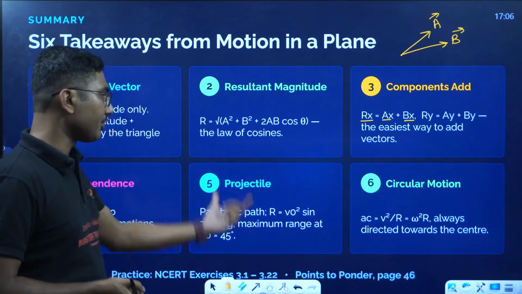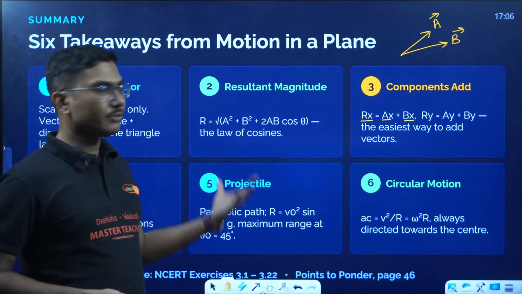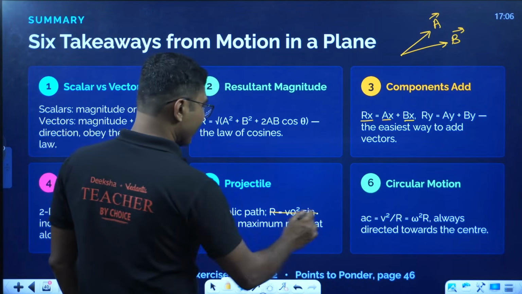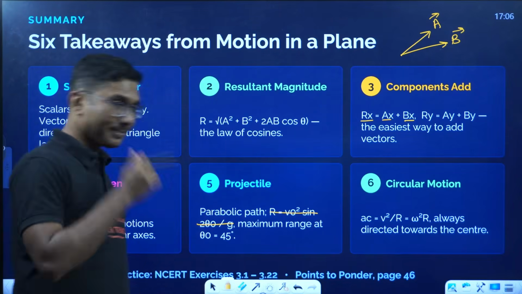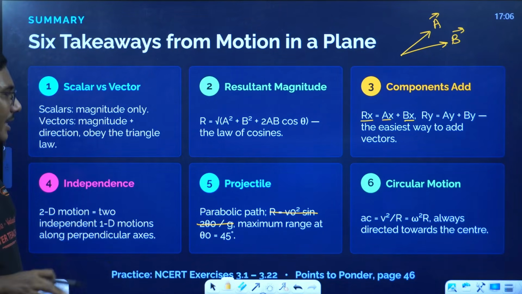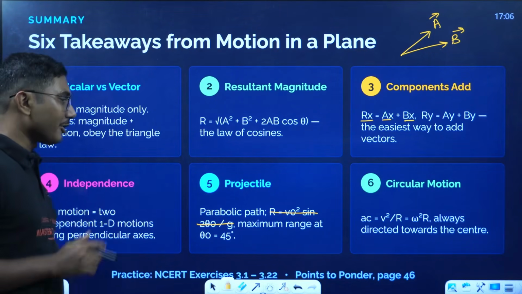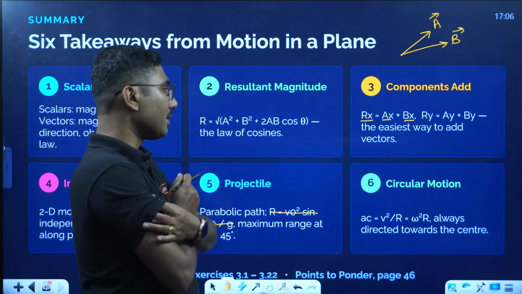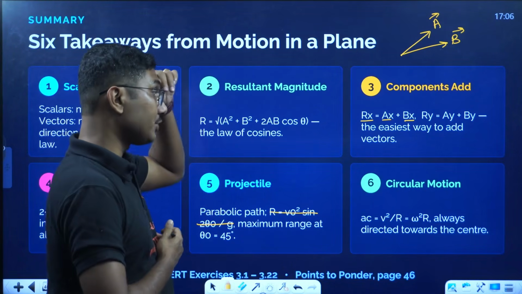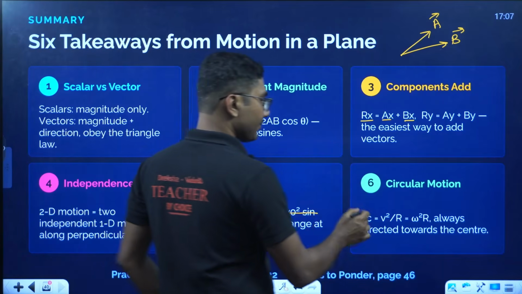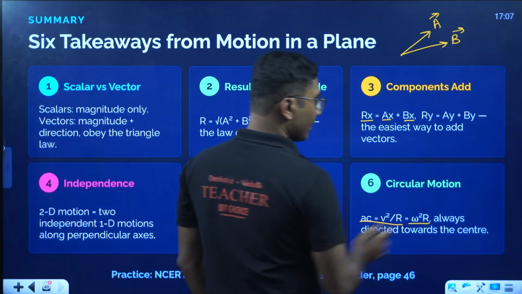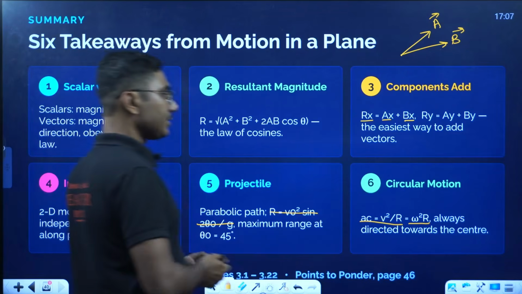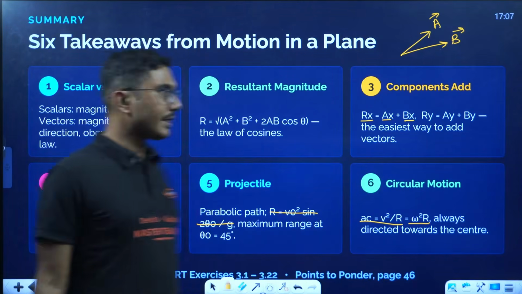Okay, in the case of a projectile, the path is parabolic. You can calculate it; ignore this equation, I have solved and written it multiple times. Now one important point I forgot is that the range is maximum, I will come to that in a while. Circular motion: the acceleration is given by v square by r and omega square r, always directed towards the center. Circular motion, centripetal acceleration, always directed towards the center.